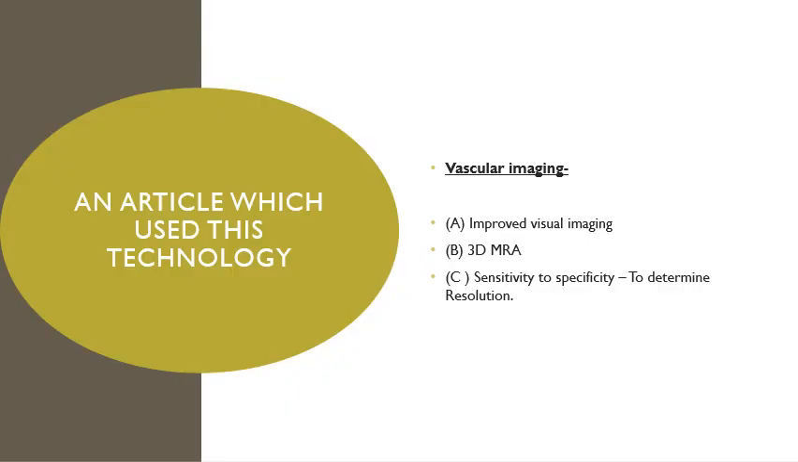So I have chosen an article called Vascular Imaging. The goal of this article is to provide more improved vascular imaging. They use a technique called 3D MRA. There are two types, 2D MRA and 3D MRA. Compared to the 2D MRA, 3D MRA describes arterial stenosis better.